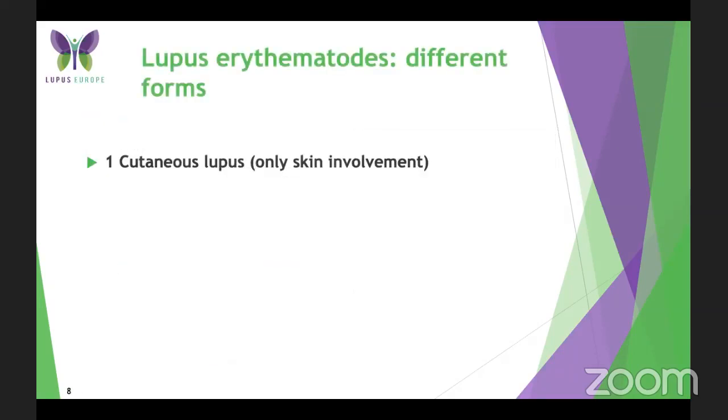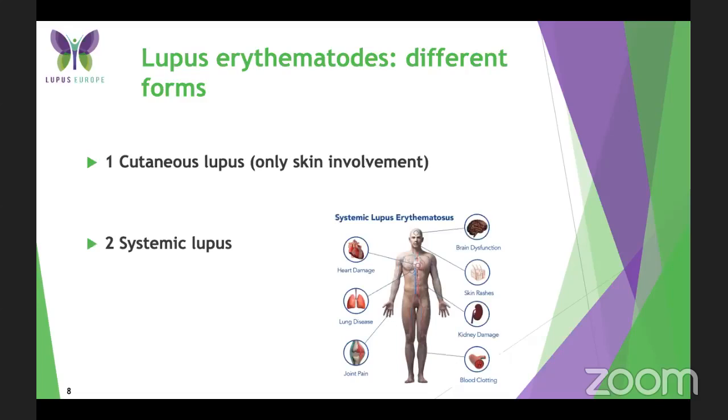So what do you need to know also as a patient about lupus? Well, one of the most important facts is that you should know that there are two large forms of lupus: cutaneous lupus, in which patients only have skin involvement, which is skin lupus. And the second form is systemic lupus. People with systemic lupus have also other organs which are involved, for example, the kidneys.